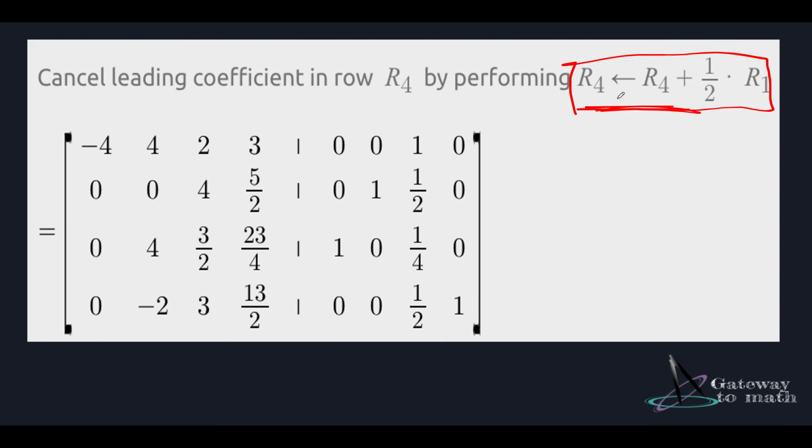So now R4, we're replacing R4 with R4 plus half of R1. So R4 now becomes 0, minus 2, 3, 13 by 2 on the LHS, and 0, 0, 1 by 2, 1 on the RHS side.